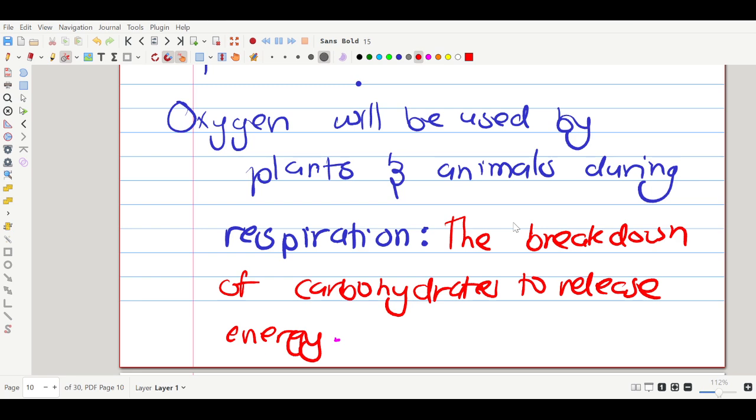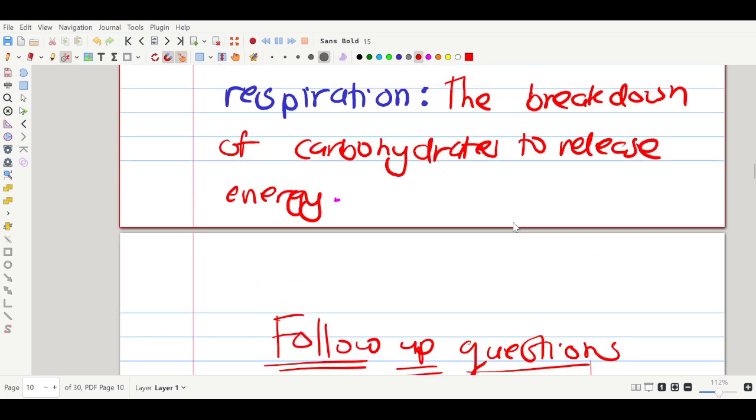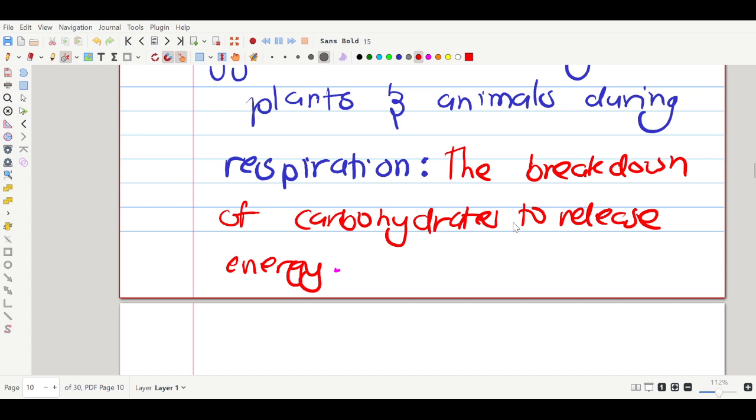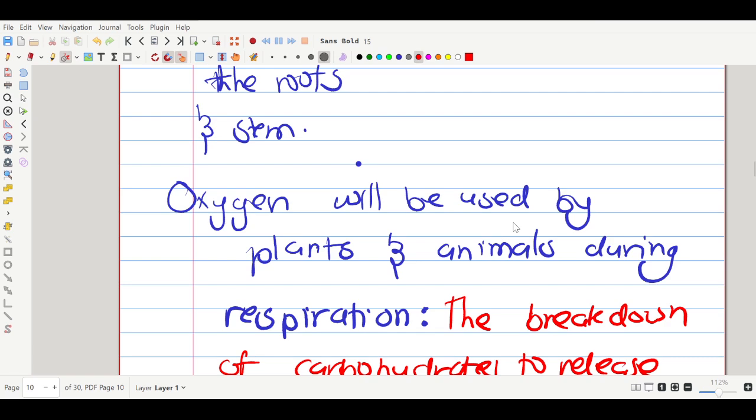What is respiration? The breakdown of carbohydrates to release energy. We eat food, we have to release energy. That energy is released through the process of respiration. Respiration is one of the 7 characteristics of living things, alongside movement, reproduction, sensitivity, growth, excretion, and nutrition.